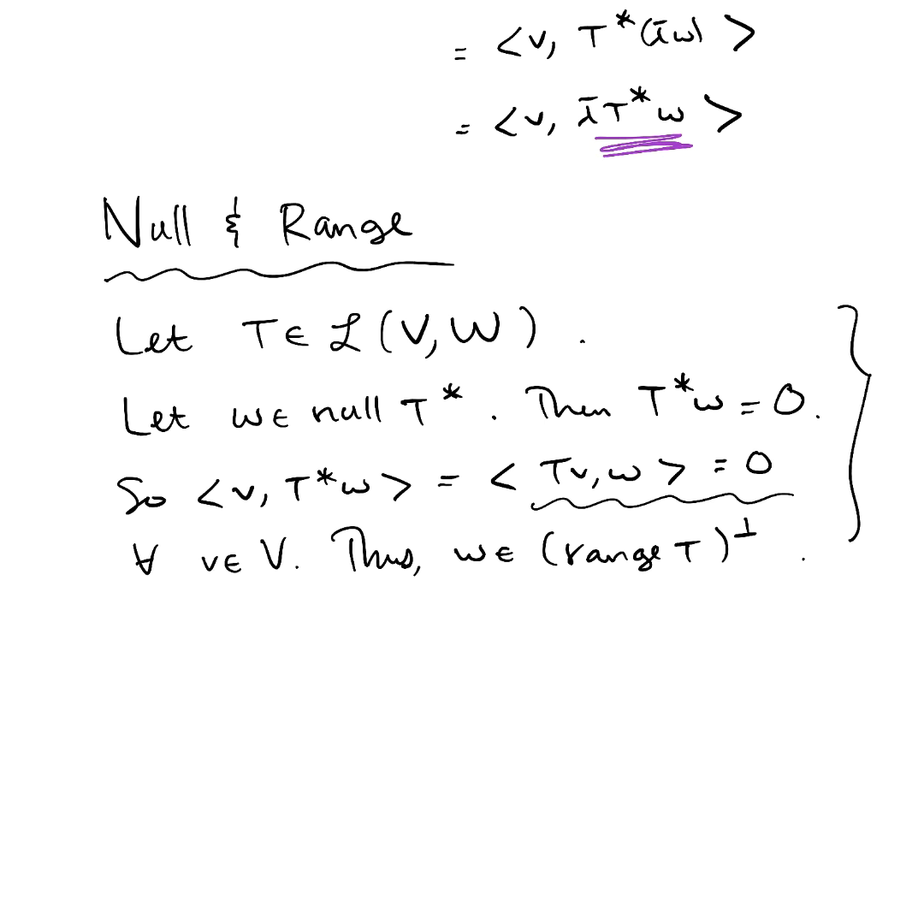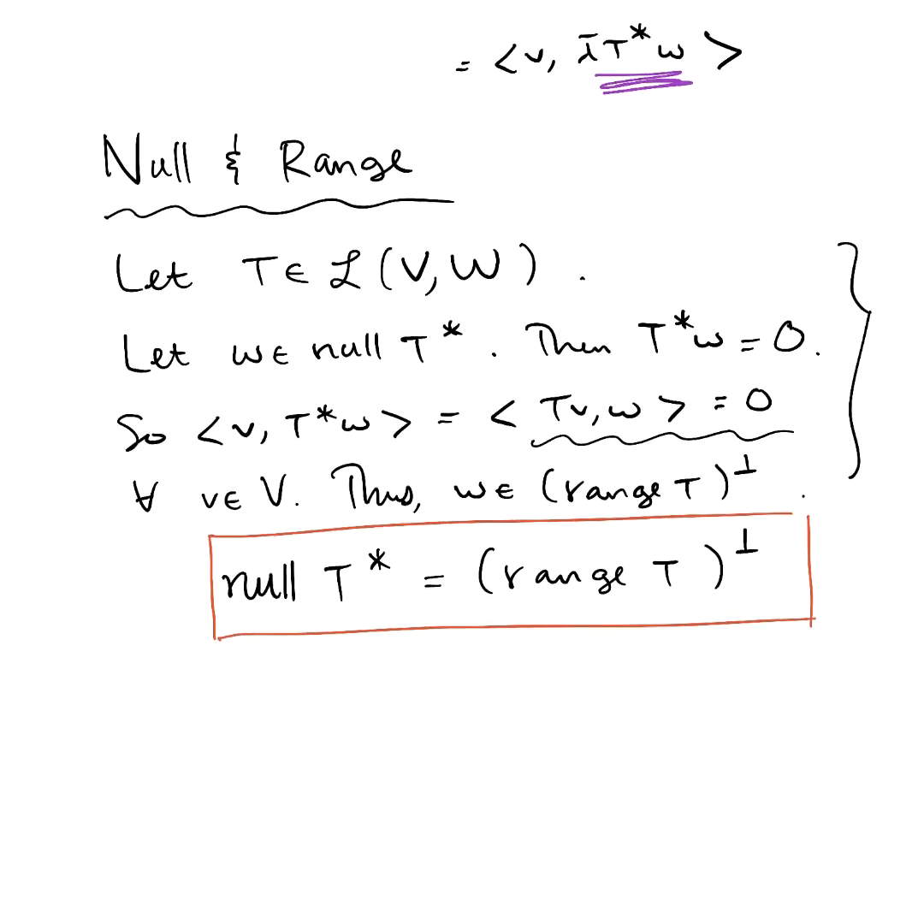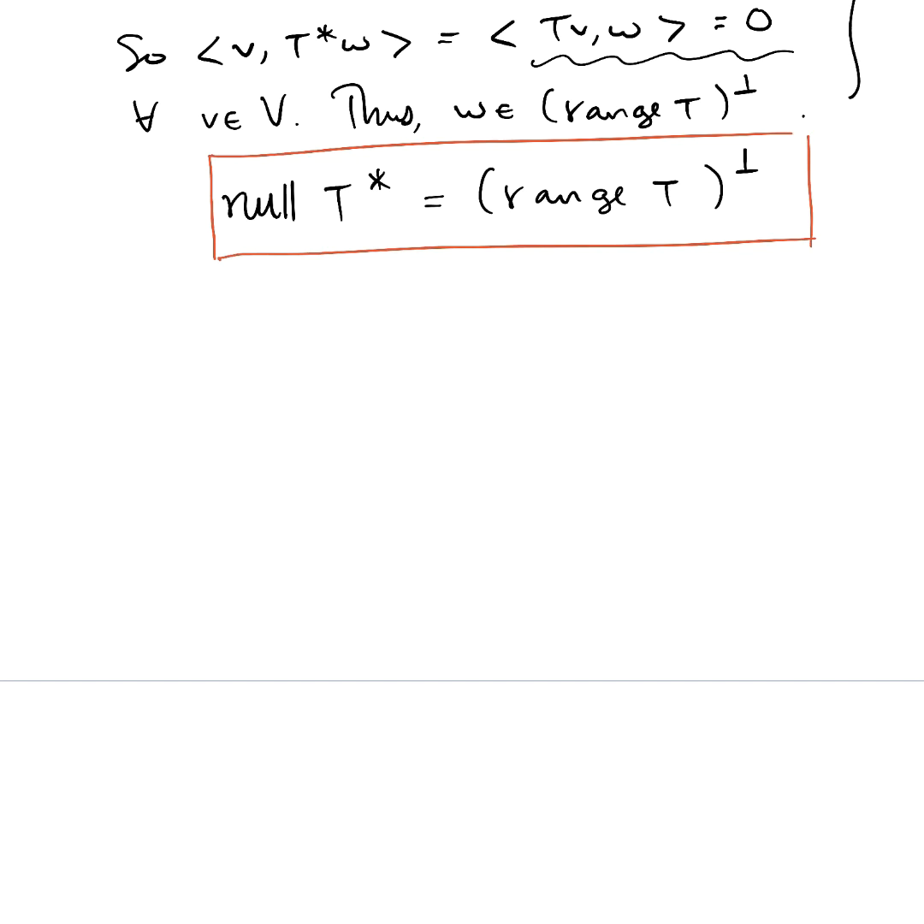But our proof can be read forwards and backwards. These are all equivalences. And so we have shown null T star equals range T perp. And that's kind of the master key there in 7.7 in your book. You establish this one with a Math 248 kind of subset both ways sort of argument. And then once you have the red box, a bunch of other stuff follows.